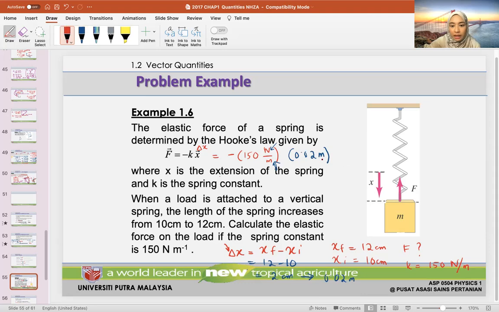Okay, so I have my meter over here, I can cancel it out. My favorite thing in the world is doing that. Sebab menyenangkan hidup kita semua. 150 times 0.02 is equal to 3, minus 3. What unit is left here? Newton. Because I already cancelled out my meter. Okay, so the answer is minus 3 Newton.